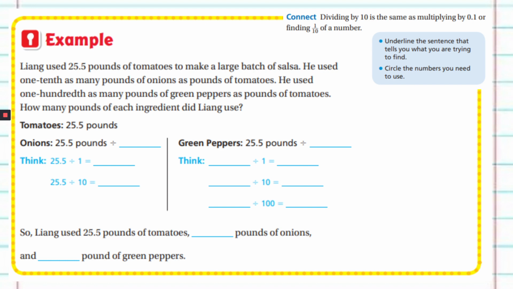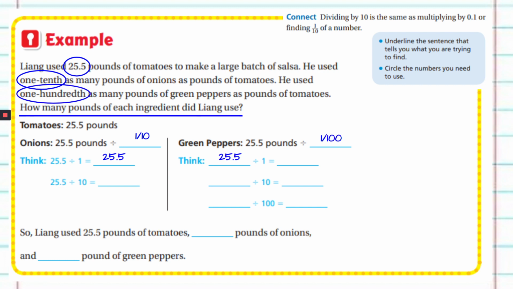So we're connecting. Divide by 10 is the same thing as multiplying by 1/10 or finding 1/10 of a number. So again, we're going to underline the sentence that tells us what we're trying to find: how many pounds of each ingredient Liang is using. He's trying to find how many onions and how much green peppers. Circle the numbers: 25 and 5/10, 1/10, because we're going to divide it by 10 to find out how much onions. Then we're going to divide it by 100 to find out how much green peppers.